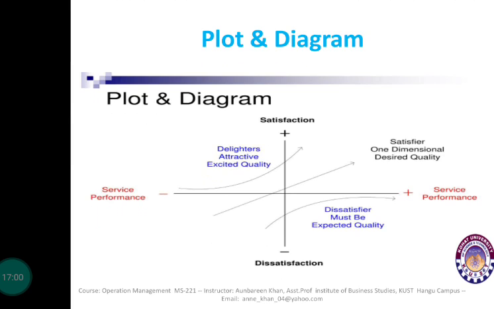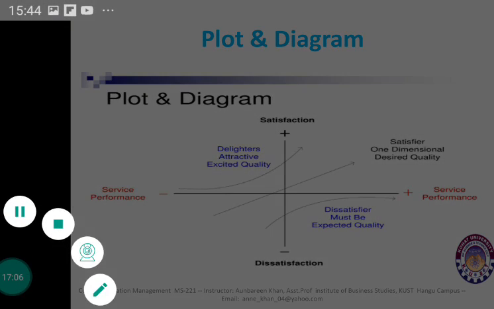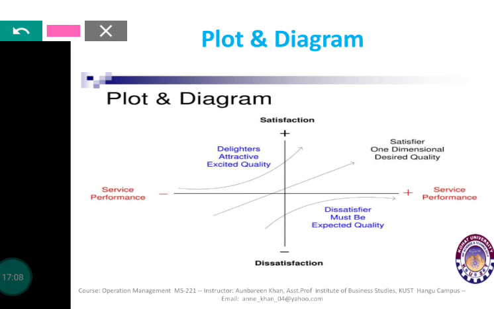Third is the plot and diagram. That plot and diagram is also helpful for understanding the satisfaction and dissatisfaction of the customer. In the first quadrant, the x-axis shows the service performance and the y-axis shows the satisfaction and dissatisfaction. If the customer is satisfied regarding the service performance, product and services, the satisfiers are shown in one dimension because they are fulfilled with the desired quality.